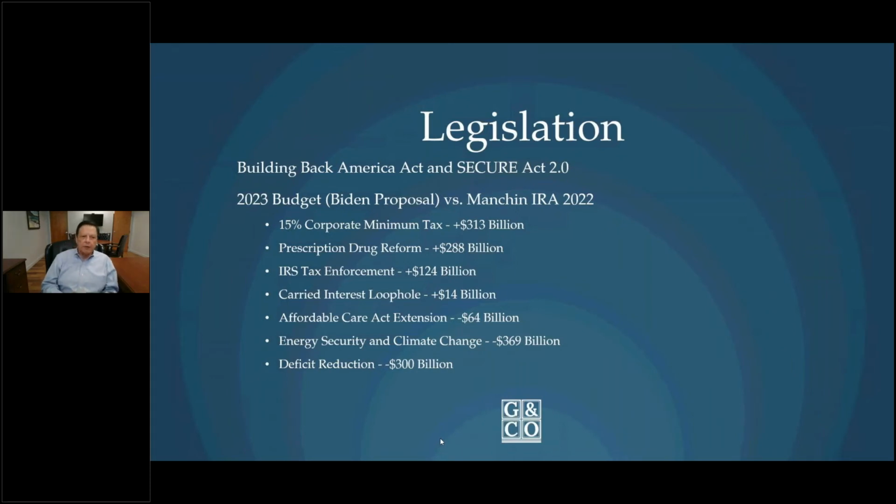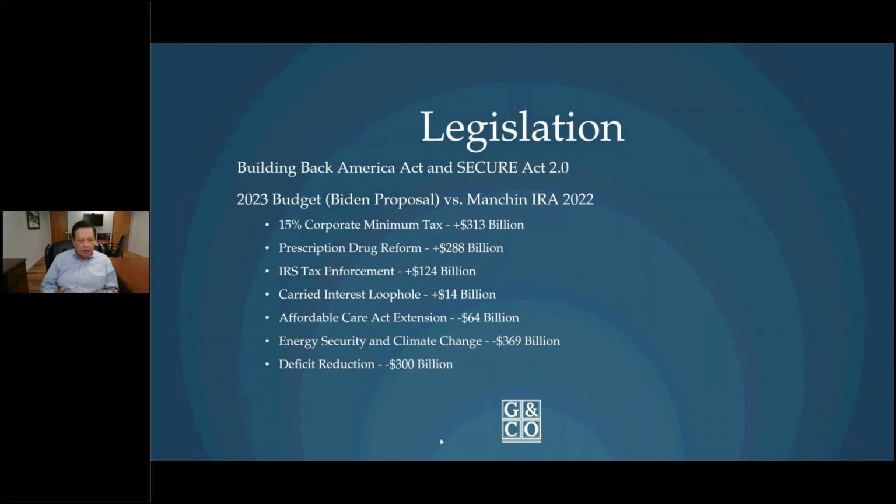So what have we got in it? We've got a 15% corporate minimum tax. It's going to raise an additional $313 billion per the estimates. Now, all this raising of dollars is over a 10-year period. Keep that in mind. Prescription drug reform, they're saying that's going to increase revenue by $2.88 billion.